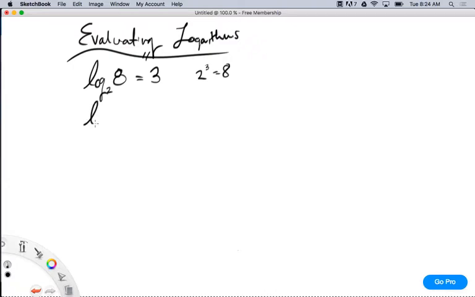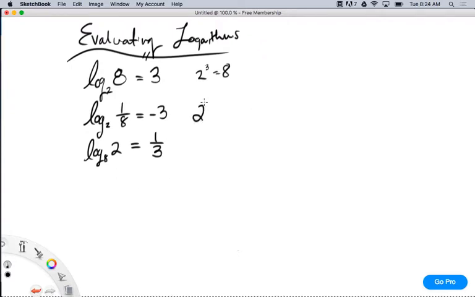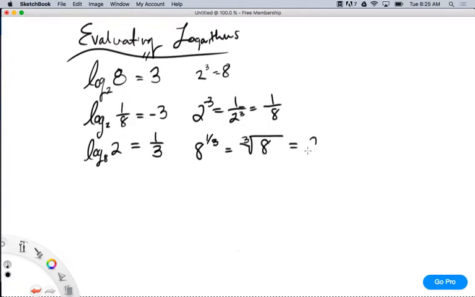You could also get something like this, log base 2 of 1 over 8. What would that be when it flips it like that? Negative 3. Good. Or it could be log base 8 of 2. And that would be what? Not 3, but 1/3, right? Because 2 is the cube root of 8. Right? And this would be 2 to the negative 3 equals 1 over 2 to the 3 equals 1 over 8. And this would be 8 to the 1/3 equals 2. Because 8 to the 1/3 is the same thing as the cube root of 8, which equals 2.